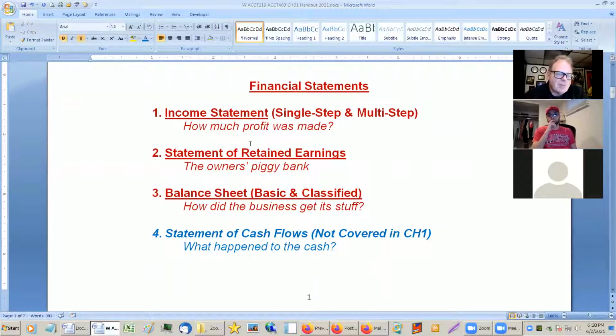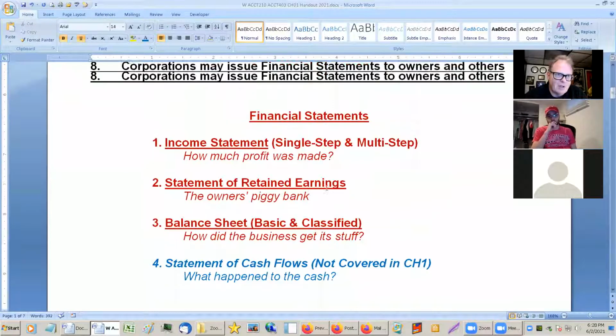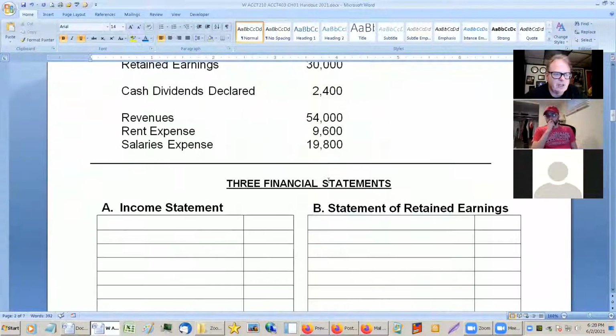So income statement tells how much money is made or how much profit is made. Statement of retained earnings, earnings are like profits. It's the company has kept some of the earnings to grow. And it's sort of like the owner's piggy bank, which we'll talk about a little bit more later. And the balance sheet is just all your stuff and how you got it. And these will be made more apparent on the first problem here.